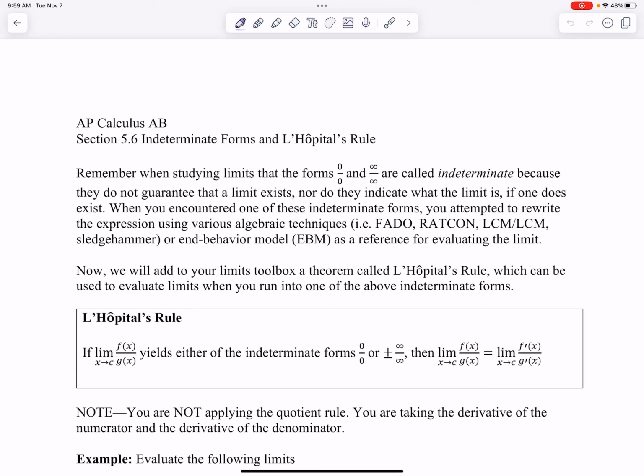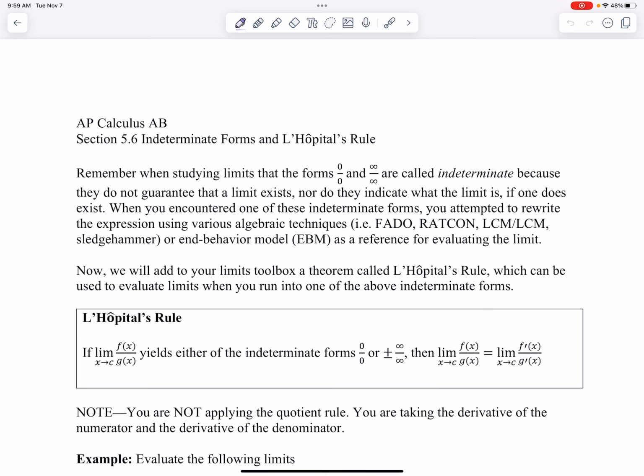Hi there, so this video is on section 5.6, L'Hopital's rule. So if you remember from chapter 1 when we were studying limits and we would run into from direct substitution having 0 over 0 or infinity over infinity, those were referred to as indeterminate forms.